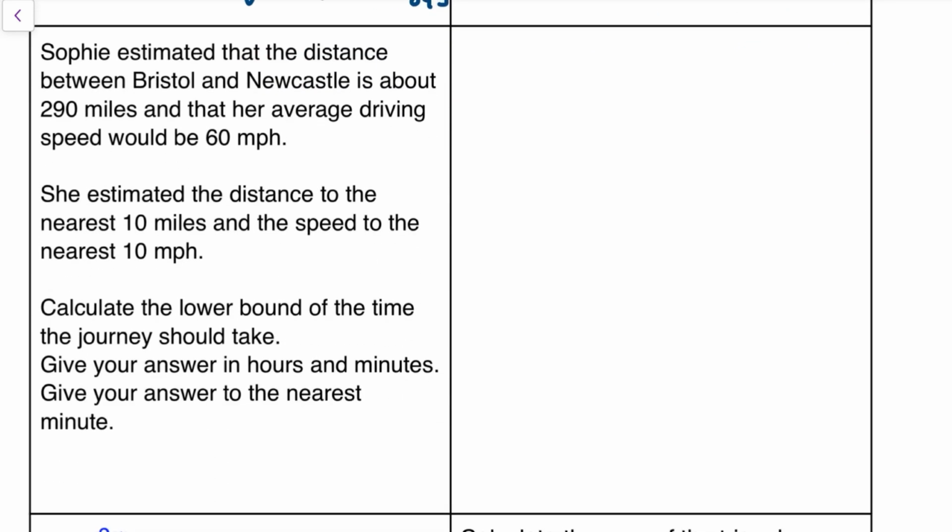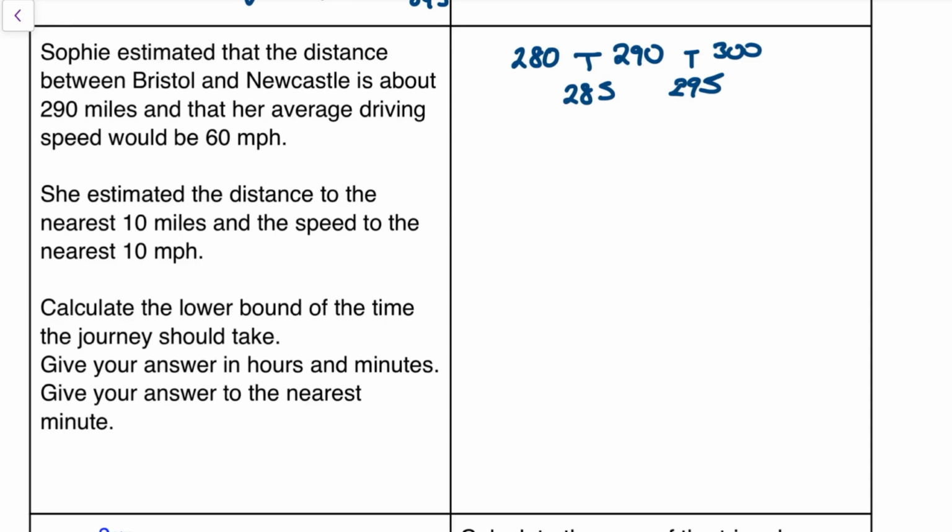Next question, and this looks like a bounds question. Great. Sophie estimated the distance between Bristol and Newcastle is about 290 miles, and her average driving speed would be 60 miles per hour. Okay, the key point is she estimated the distance to the nearest 10. So distance is 280, 290, 300, which means the bounds are 285 and 295.